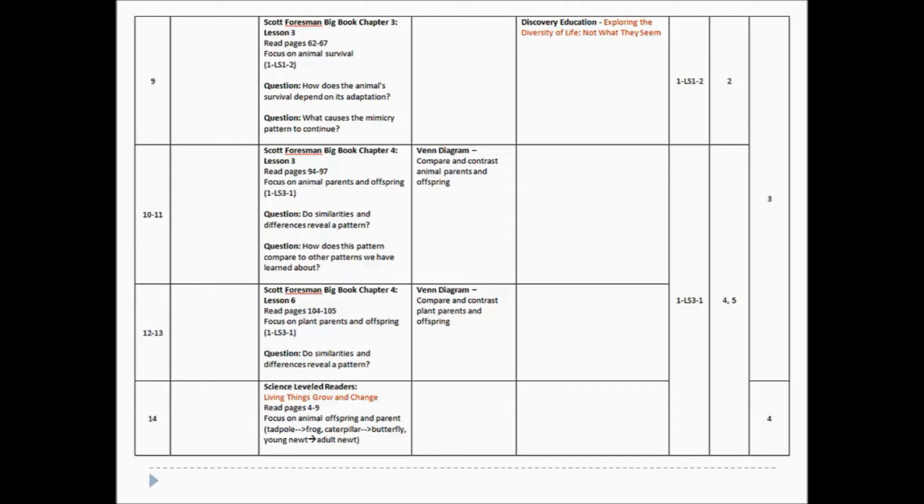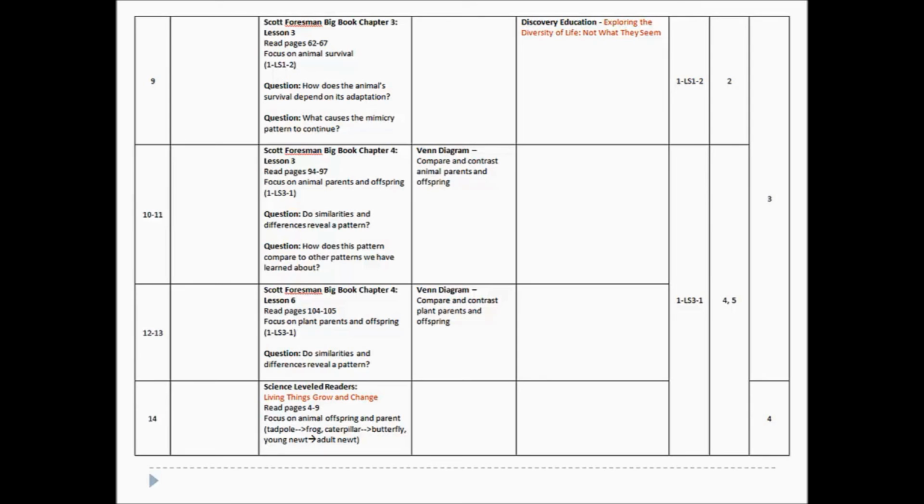In this unit, students are asked to make observations to construct an evidence-based account that young plants and animals are alike, but not exactly like their parents. And the text in lessons 10 through 13 allows students to collect evidence and examine how generations of plants and animals are alike and different. Using the leveled reader, Living Things Grow and Change, students continue to examine how young plants and animals are alike, but not exactly like their parents.